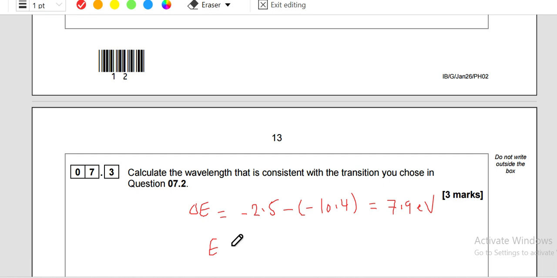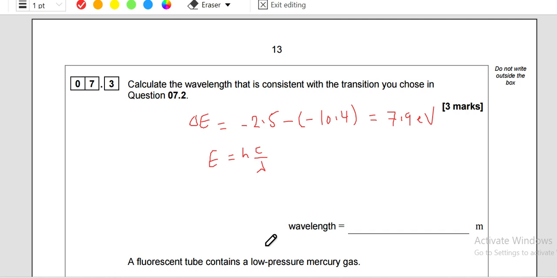We then have E equals hc over lambda. So we can rearrange for lambda as hc over E.